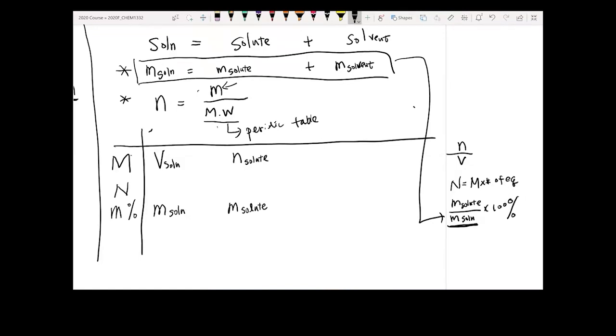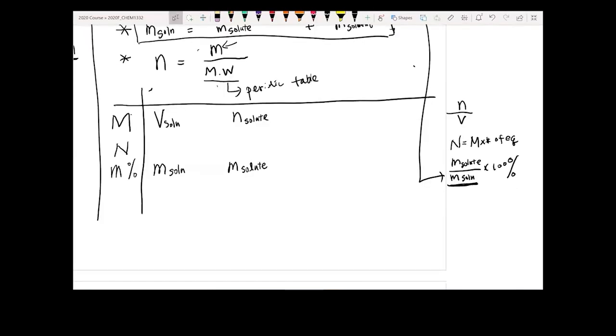Then what you need to do is calculate the mass of solution from this equation. Then the next one is mole fractions. In order to get the mole fraction, you need to know the number of moles of your solution and the number of moles of your solute. The mole fraction is just equal to the number of moles of your solute divided by the number of moles of your solution.